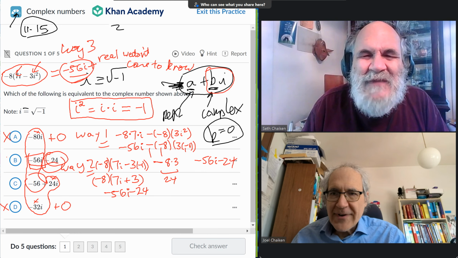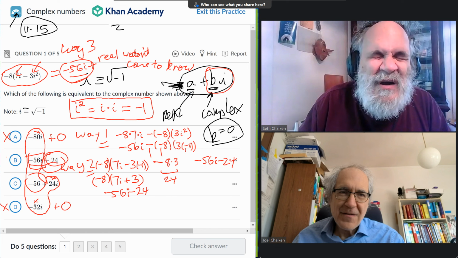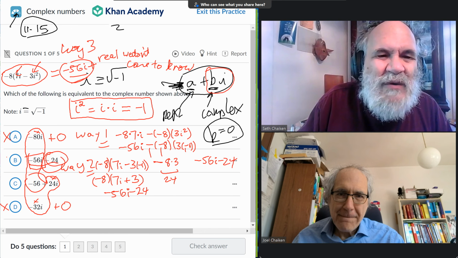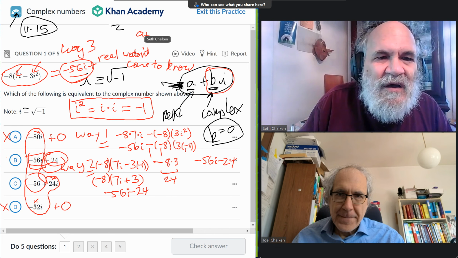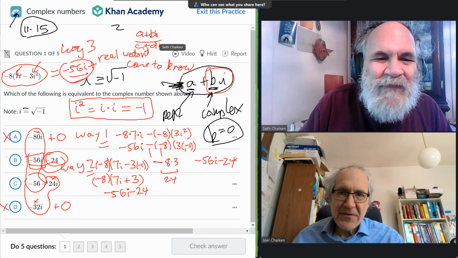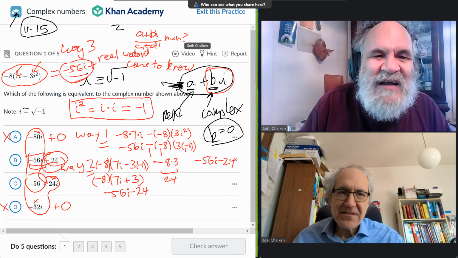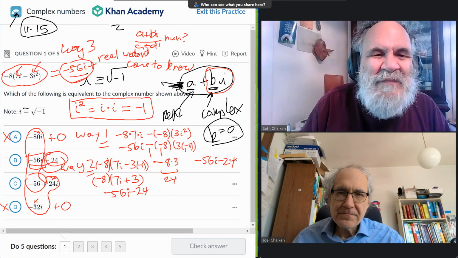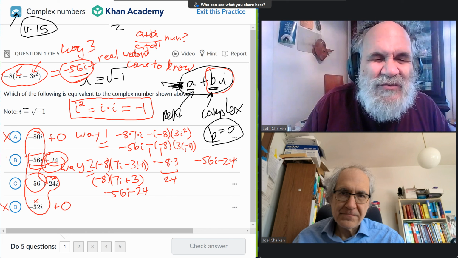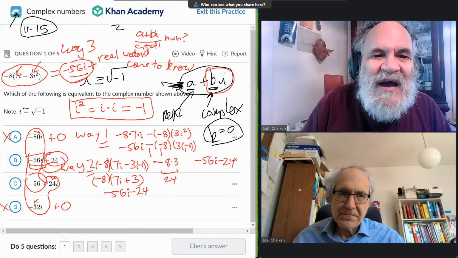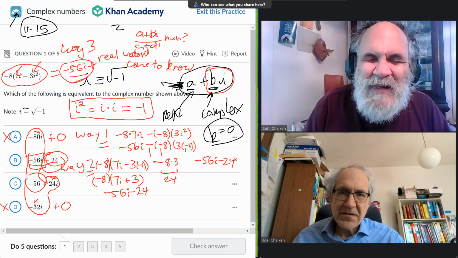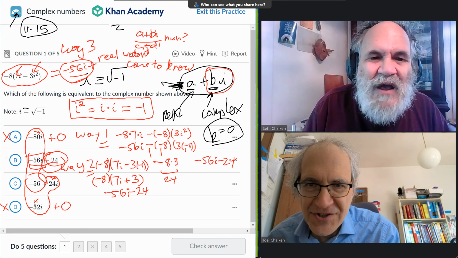Okay, so now let's go on. What happens if you divide complex numbers, a plus bi over c plus di? Well, you're supposed to rationalize. How is this not in the form of a real number plus an imaginary number? You have a fraction. Right, so you have to do what's known as rationalize the denominator.